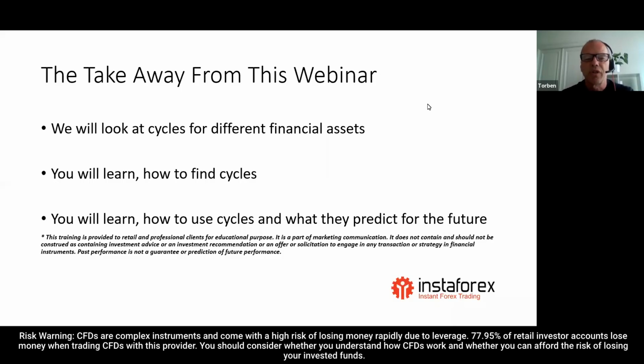Where we are going to look for cycles in the financial assets. As you can see here at the agenda, we're going to look for cycles in different financial assets. Actually we would only look at two, but mainly silver, just for making it easy, and we can take more if we want later on.